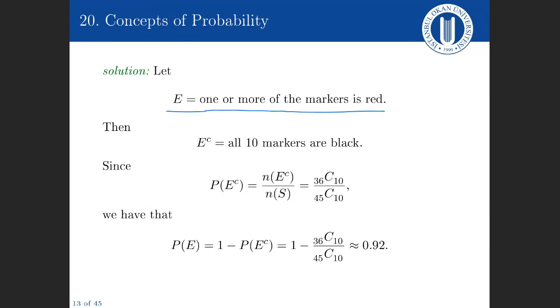But first, we're going to calculate the probability of E complement, where E complement is the event that all of the 10 markers are black. Calculating the probability of E complement is easy. How can we get 10 markers out of 36 black markers? 36 choose 10. How can we get 10 markers chosen out of 45? 45 choose 10. And then the probability that we want, the probability of E, must be 1 minus this. 1 minus 36 choose 10 divided by 45 choose 10. And I'll leave it for you to calculate that. The probability of E is approximately 0.92.